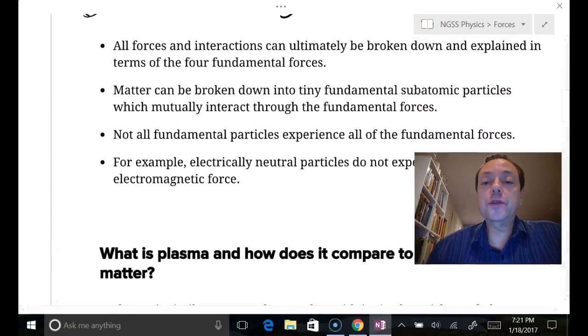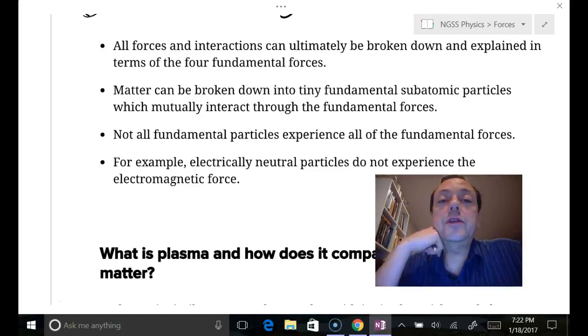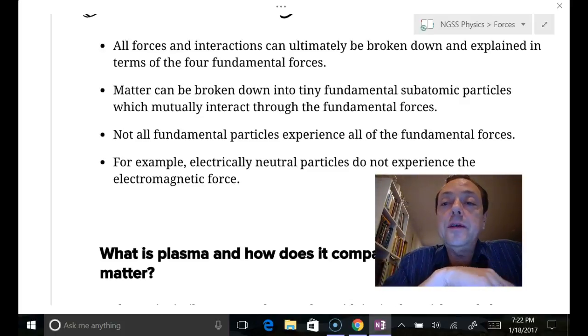So all forces and interactions can ultimately be broken down and explained in terms of the four fundamental forces. Matter can be broken down into tiny fundamental subatomic particles which mutually interact through the fundamental forces. Not all fundamental particles experience all of the forces. We mentioned that. For example, electrically neutral particles like the neutron do not experience the electromagnetic force.